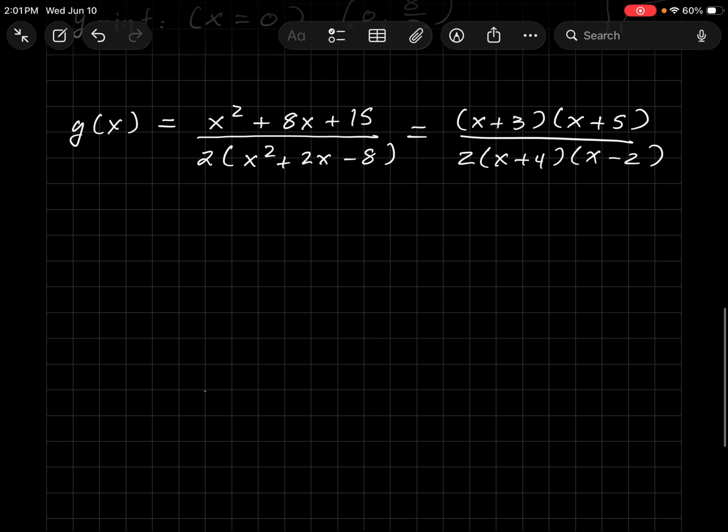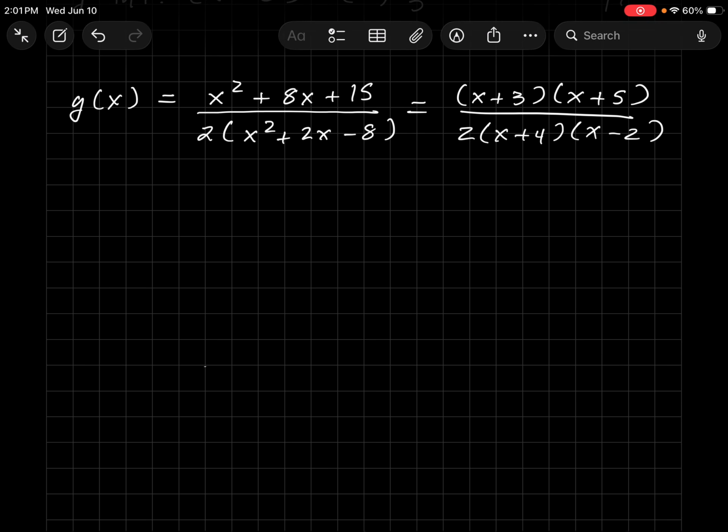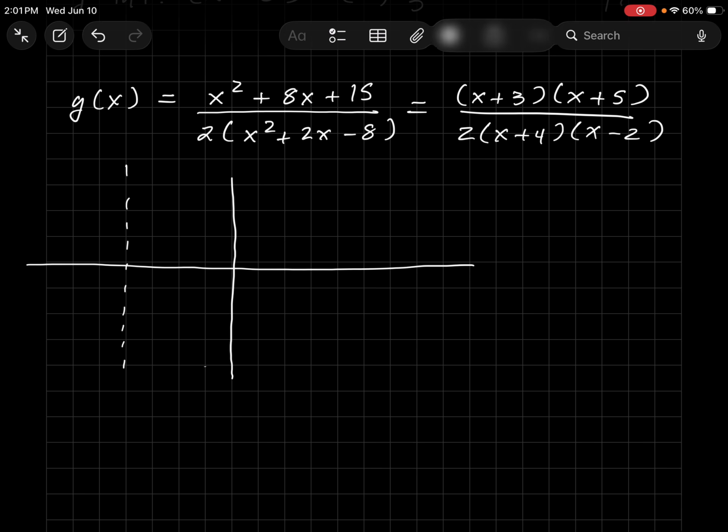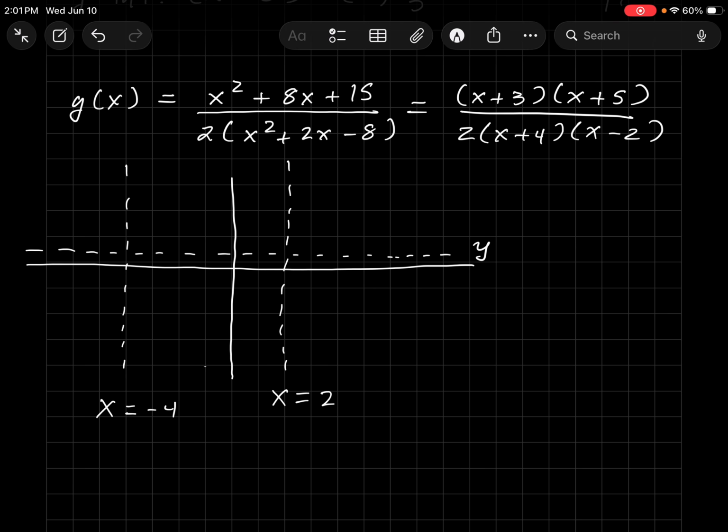There are no holes, no removable discontinuities. We do have 2 vertical asymptotes, one at x equals negative 4 and one at x equals 2. We have the horizontal asymptote at y equals 1/2.